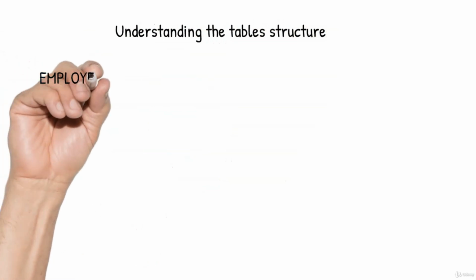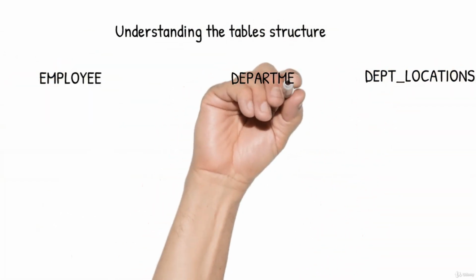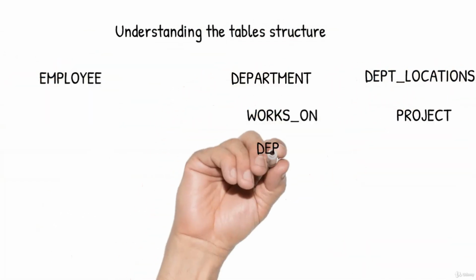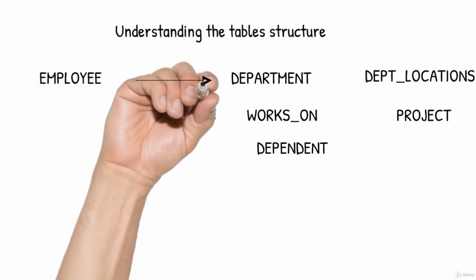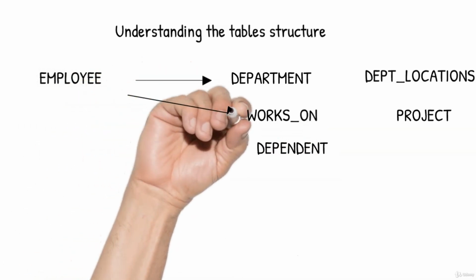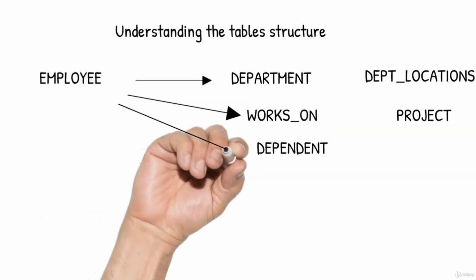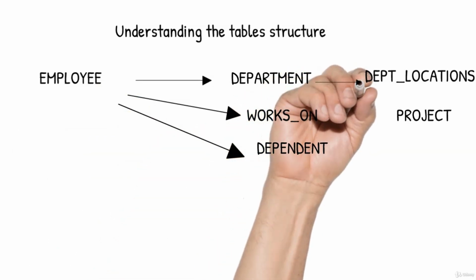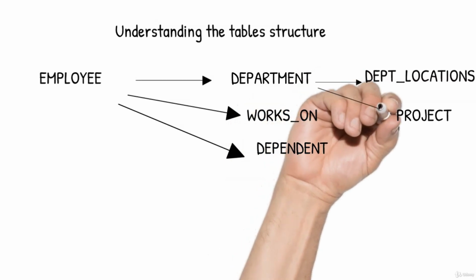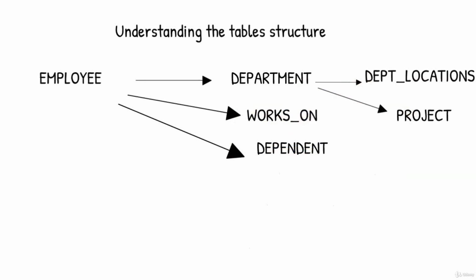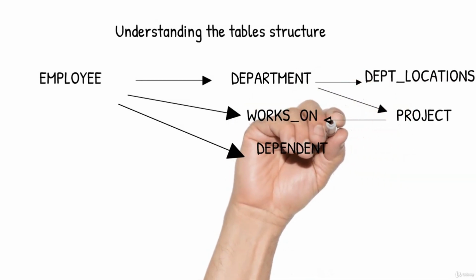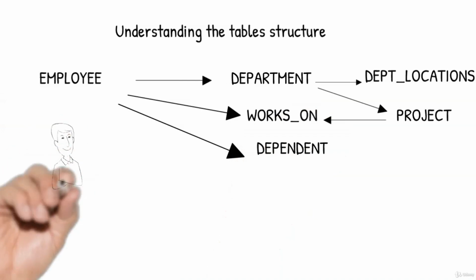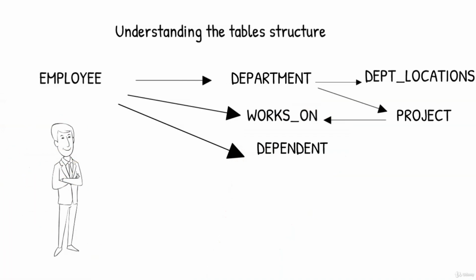Let us now understand the table structure which we are going to use in the upcoming sessions. We are going to use 6 tables, which are employee, department, department location, works on, dependent, and project. Employee is connected to department, works on, and dependent. Department, on the other hand, is connected to department location, and project is linked to works on. All these tables are interlinked by way of primary key and foreign key.